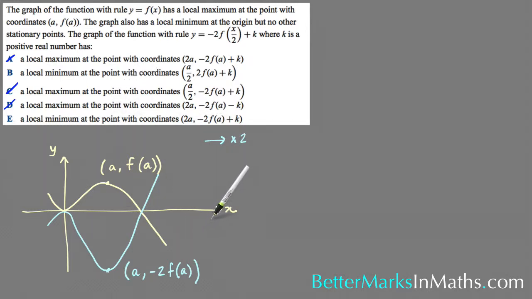And the best way of doing this type of problem is just as I've done, by looking at the transformations one by one and seeing what happens to the turning points in the question. So that's how you do this question, and I'll see you in the next one.